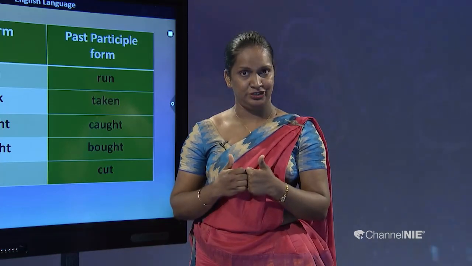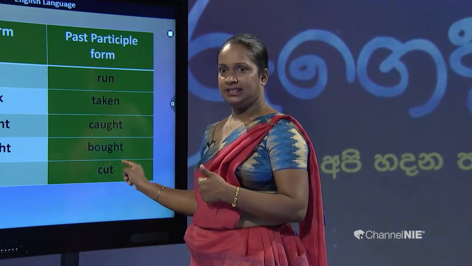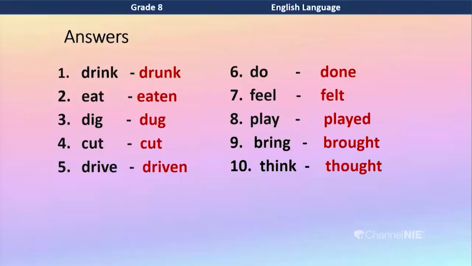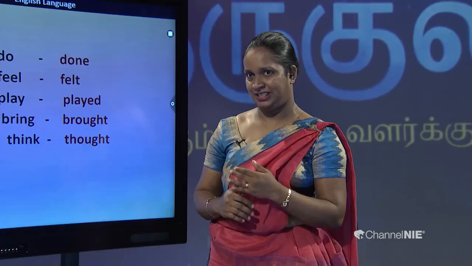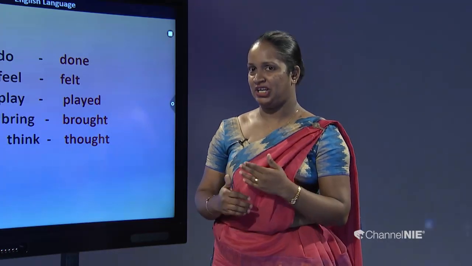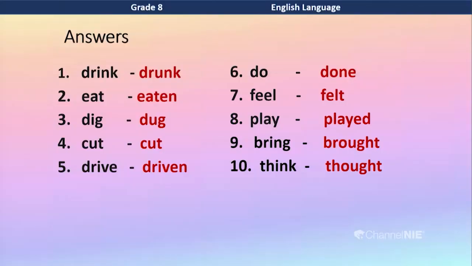I think this is clear to you, children. Right. So, let us give them a task. Okay, children. There are 10 words and I think you can make the past participles of them. Miss Chamari, shall we read them? Yes. Drink, drunk. Eat, eaten. Dig, dug. Cut, cut. Drive, driven. Do, done. Feel, felt. Play, played. Bring, brought. Think, thought. I think you have got all the answers correct.